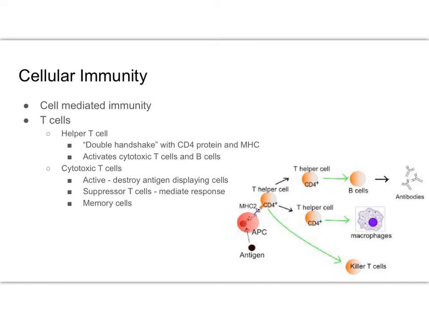So the helper T cell is going to be activated by those APCs, right? Those antigen presenting cells. Those antigen presenting cells will use their class 2 MHC. Remember that major histocompatibility complex, and the class 2 is the one where they show the foreign antigens. The class 1 is where they show their self antigens. And so a helper T cell, to get activated, needs to do what we call a double handshake. By this double handshake, it means that the helper T cell needs to bind the MHC2 complex, so to the foreign antigen, as well as to the CD4 protein.